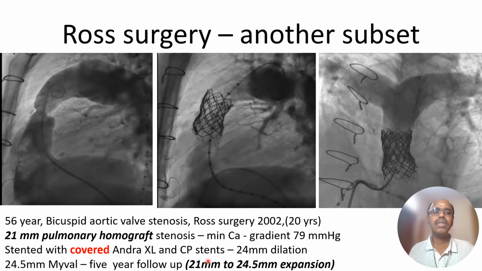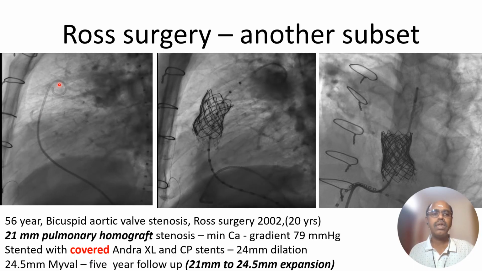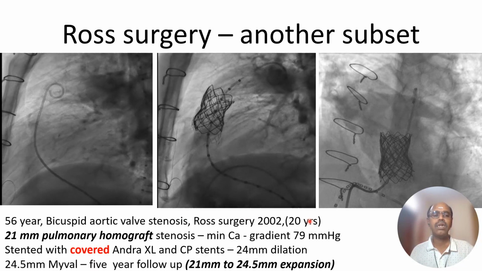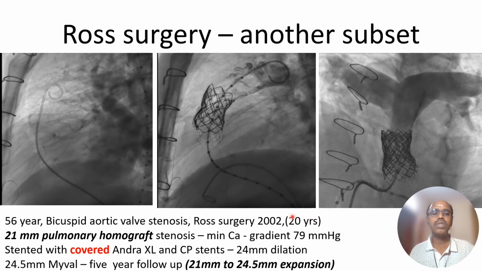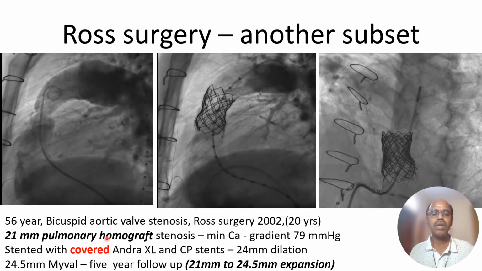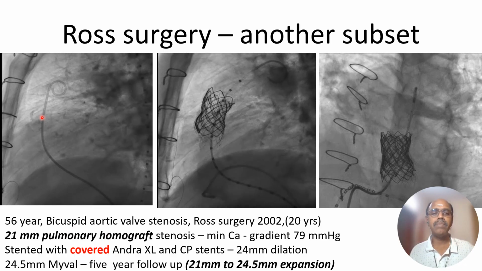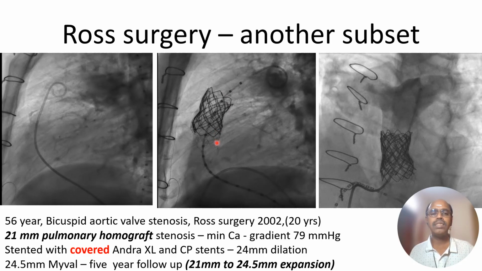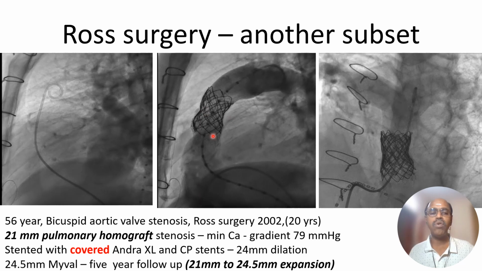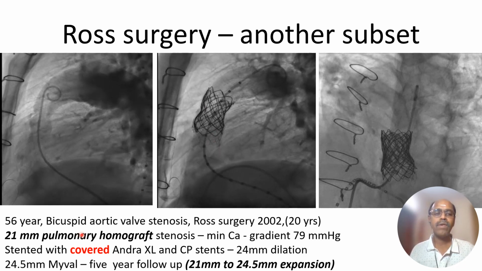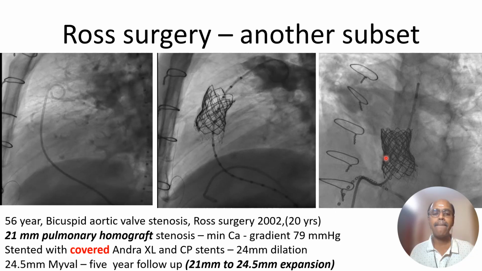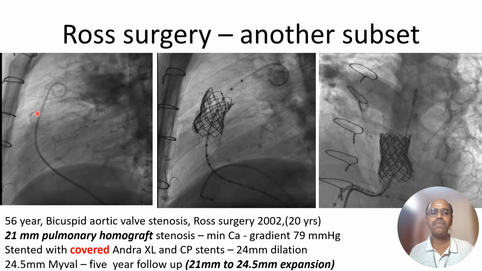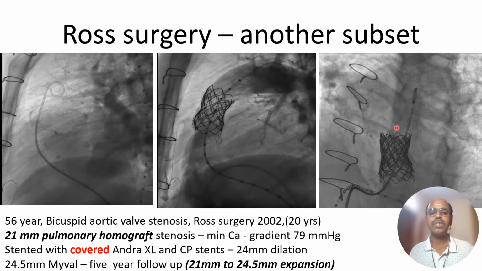An example where a covered stent is being used, this is a Ross procedure. A 56-year-old person with bicuspid aortic valve stenosis, Ross surgery was done quite long ago, 20 years ago. It was a 21 millimeter pulmonary homograft. Again, there is minimal calcification, but the patient is old. So it is being stented with covered Andra XL as well as CP stent, dilated to 24 millimeter. After that, you are landing a 24.5 millimeter MyVal. So a 21 millimeter pulmonary homograft with some calcification in an elderly person. After a covered stent, the valve gets implanted.